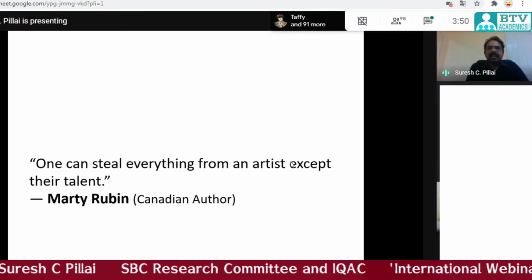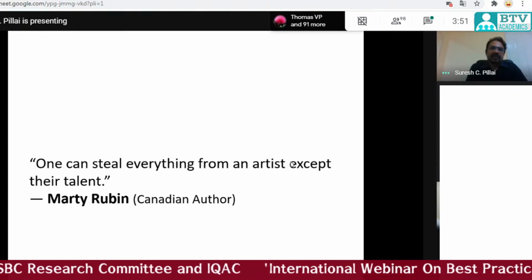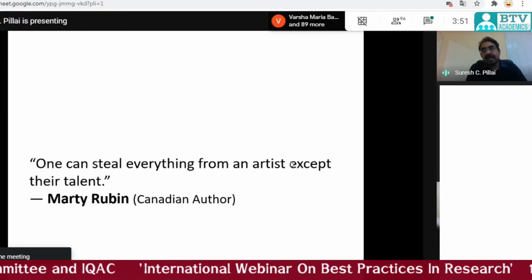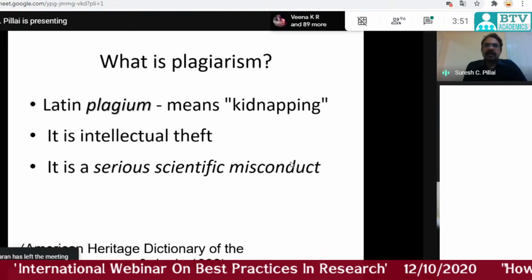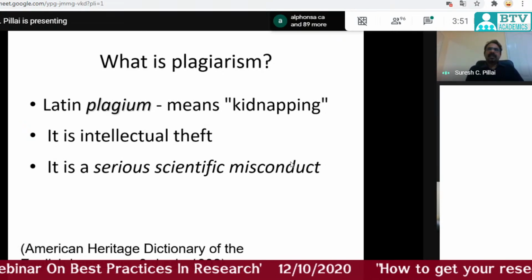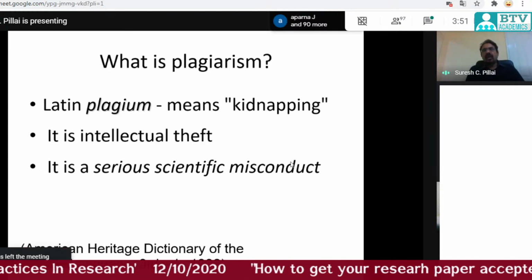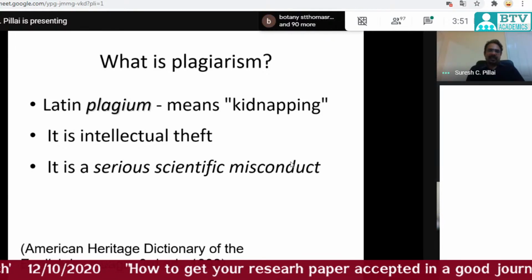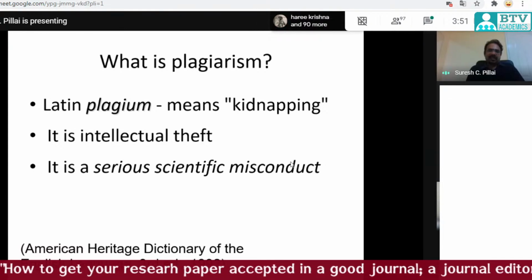One can steal everything from an artist except their talent. You are stealing a part of their talent. So plagiarism means stealing the talent. Plagiarism means kidnapping. Latin, plagium means kidnapping. So it's kidnapping of ideas, or it is talent theft or intellectual theft. And it is considered as a serious scientific misconduct.